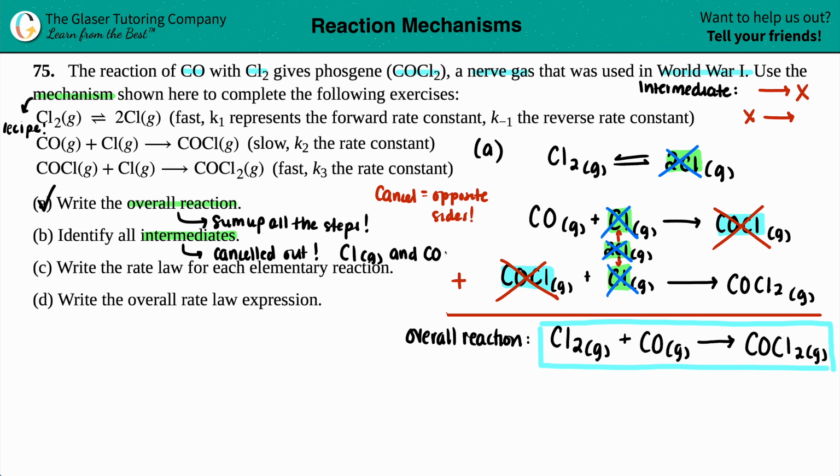So COCl. And that's the answer for part B. So you got 2 intermediates here, Cl gas and the COCl gas.